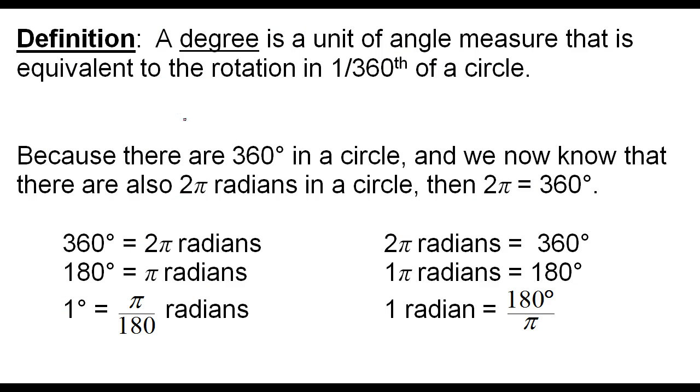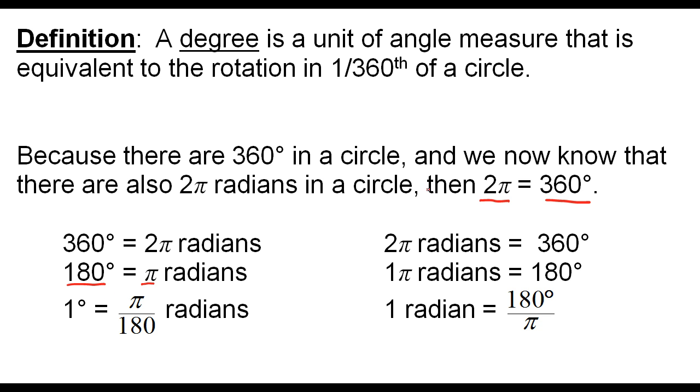Now a degree is 1/360th of a circle. So we know that there are 360 degrees in a circle, and there are 2 pi radians in a circle. So what that means is 2 pi radians equals 360 degrees. Well, let's see what that does for us. If I take this and split each of them in half, that would mean 1 pi radian equals 180 degrees.